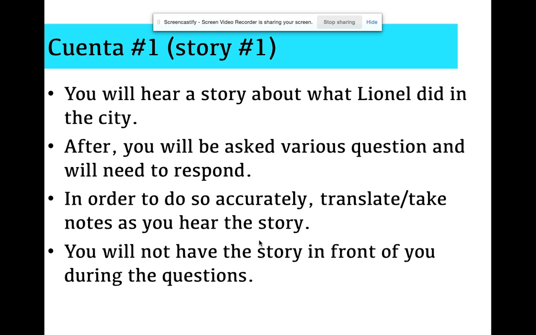So cuento número 1. You will hear a story about what Lionel did in the city. Okay? The cuento will be in Spanish. After, you will be asked various questions and you will need to respond. In order to do so accurately, you must take notes or translate the story as you hear it. You will not have access to the story in front of you during the questions, which is why it's so important to take notes. Okay, so let's begin.